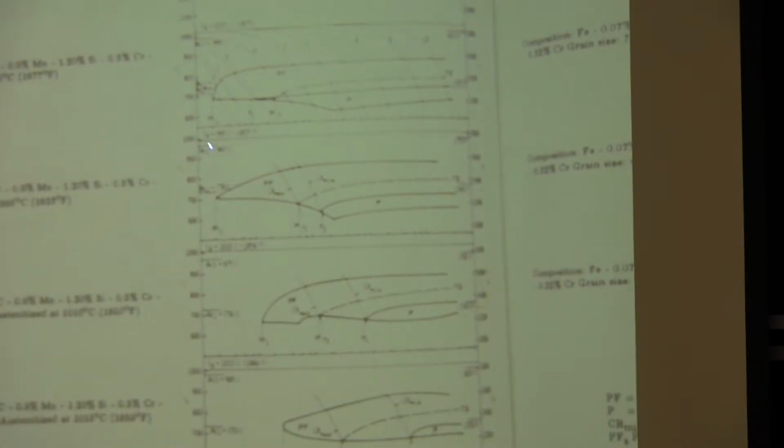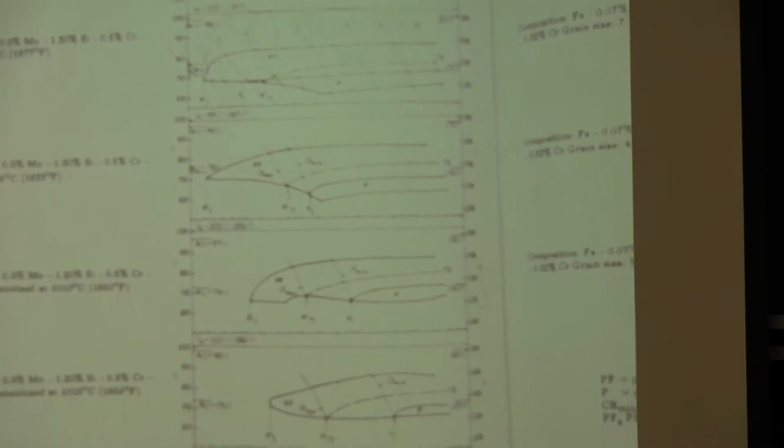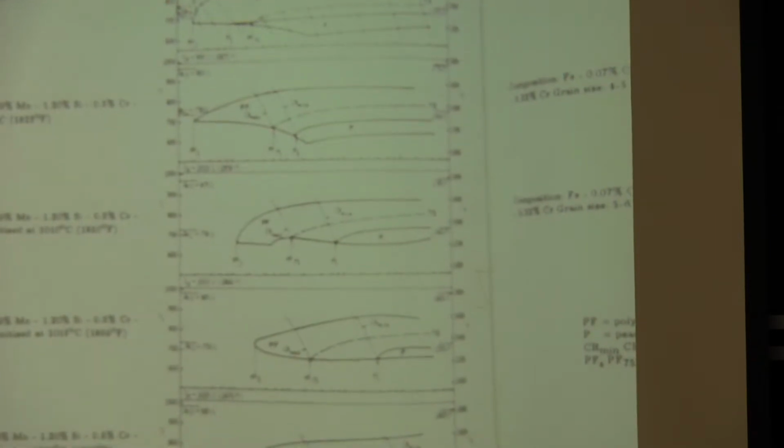If I get clever, I can start adding alloying elements. If I'm adding molybdenum, this is 0 molybdenum. I think I may have shown you this the other day: 0.15, 0.3, 0.38, and 0.5 molybdenum. You can see the nose of the C-curve is getting pushed over from about 2 seconds all the way over to 20 seconds. I can slow down the reaction by a factor of 10 by adding 0.5% molybdenum.